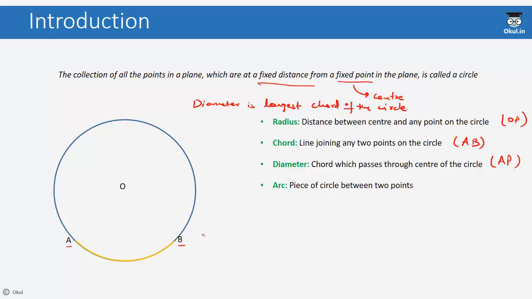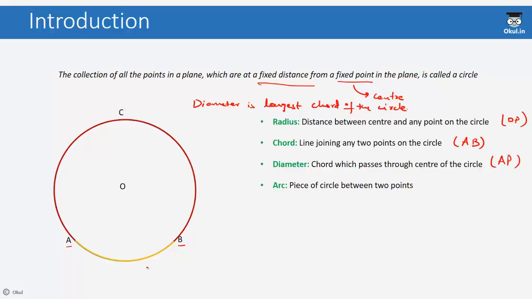Now let us learn about arc. The piece of circle between 2 points is known as an arc. So we have 2 points on the circle, that is point A and B, and the difference between an arc and a chord is that a chord is a line joining any 2 points on the circle, but an arc is a piece of the circle, that is, a part of the circle between the 2 points. Now between A and B we can have 2 arcs, that is the yellow arc and the red arc. Since AB is of the smaller length, we have the smaller arc, and we can have the bigger arc, that is the red arc that is marked between the points A and B.